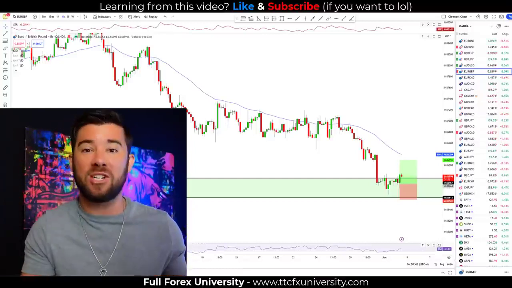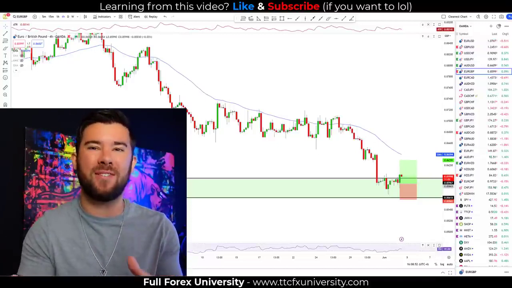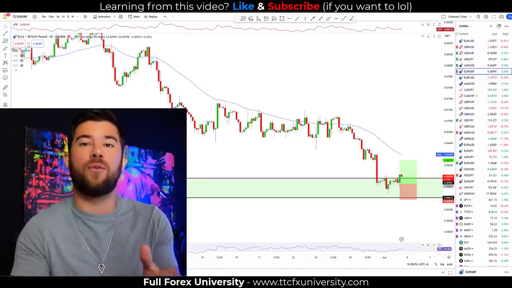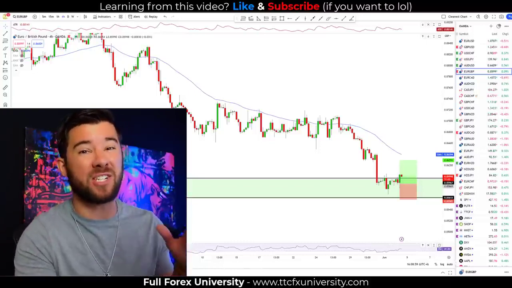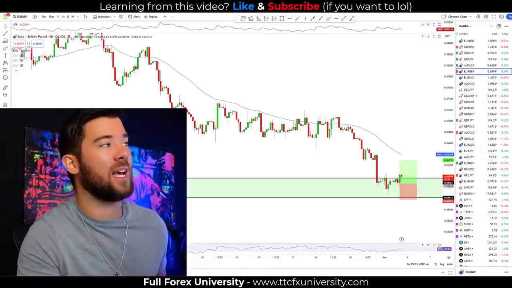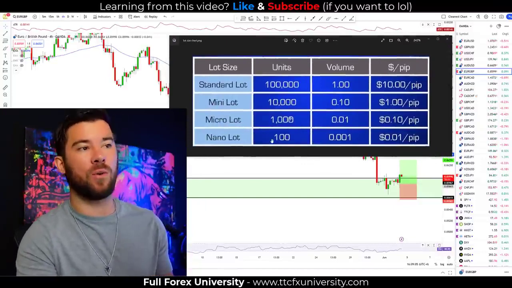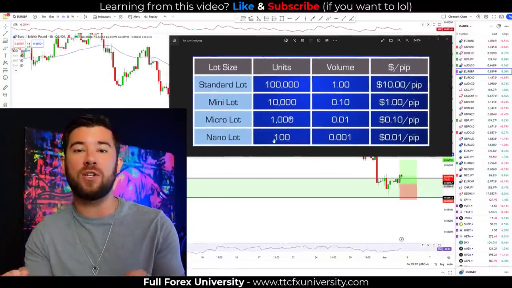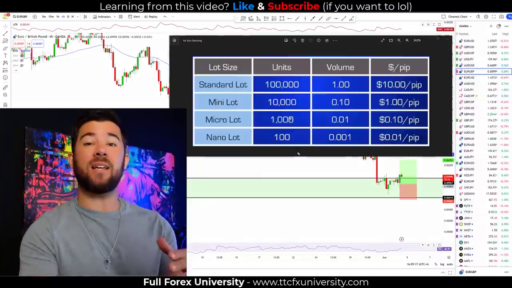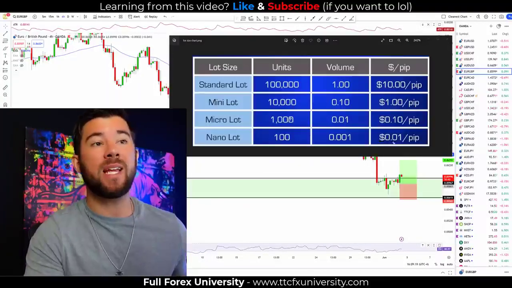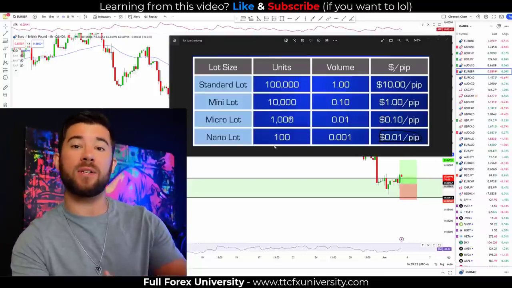Luckily, there are position size calculators that do all this work for us, but I'm going to show you a chart that gives you a general rule for position sizing and how much each pip will be worth based on the position size that you have. Let's take a look at that right now. So here that is, and what we can see here is a nano lot is about 100 units of currency. And 100 units of currency means that generally you'll be making and losing about 1 cent per pip. As we go up, you can see that these numbers go up.